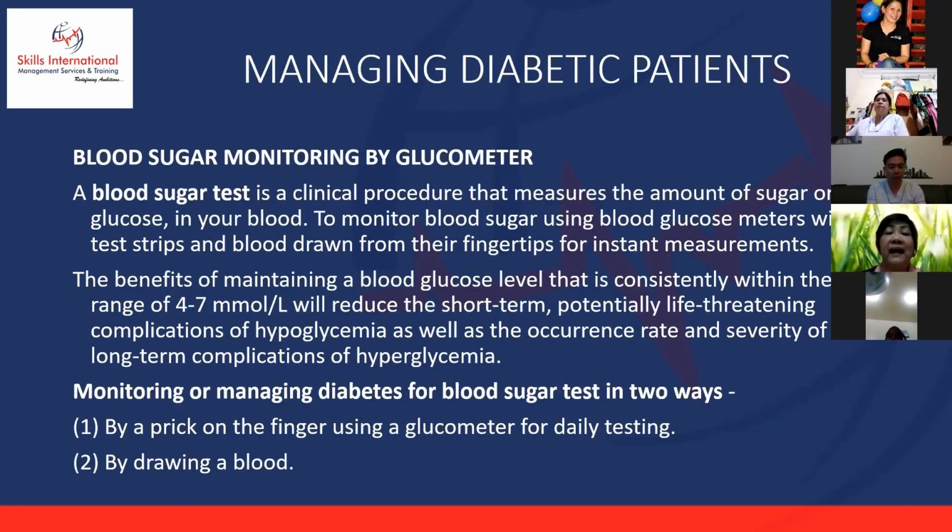Now we go with the blood sugar monitoring. How to monitor the patient's blood sugar by using the glucometer. So we have to check the blood sugar of the patient before we give the insulin. Normally the doctor's order is to check the blood sugar before giving the insulin. If this is the order, we as the nursing aide have to be competent enough to do the blood sugar checking for the patient by the glucometer.